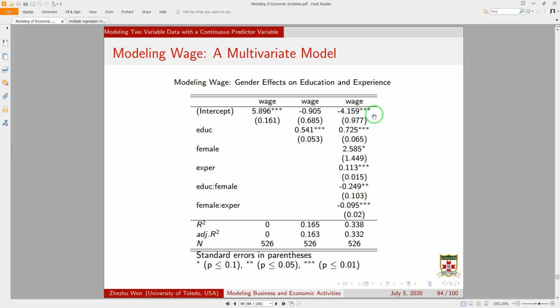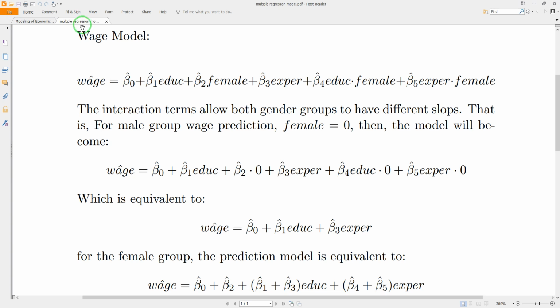Hi, in this video I'm going to demonstrate how to identify, estimate, and evaluate the multiple variable, multiple predictor regression model. So in addition to the education, I'm also including the gender, and I'm also including their experience. By the way, I also included their interaction terms, the education multiplied by female and the female multiplied by experience. So our full model is this one, the first line here. I have all the way from beta hat 0 to beta hat 5.